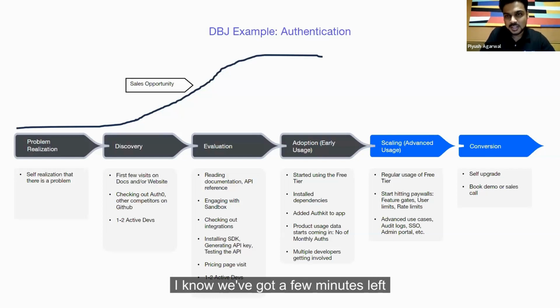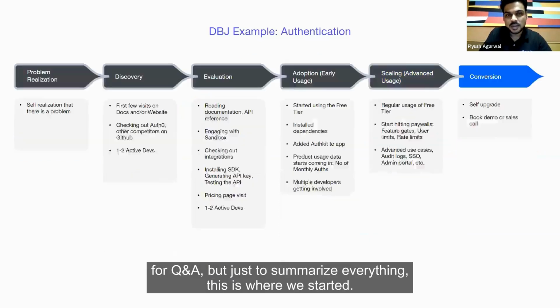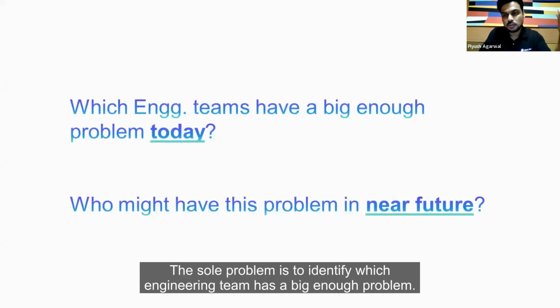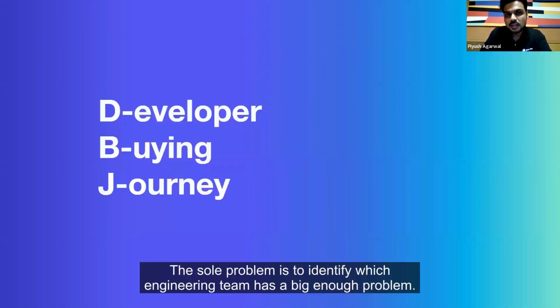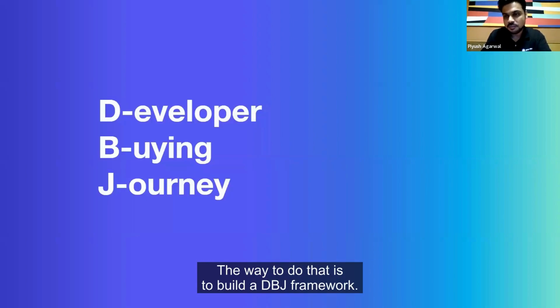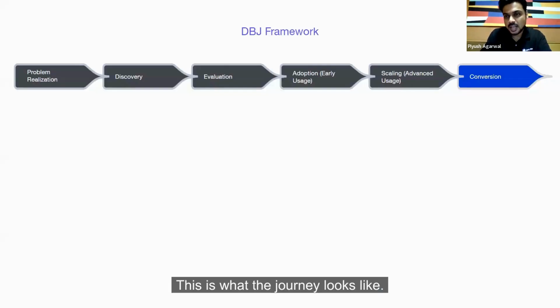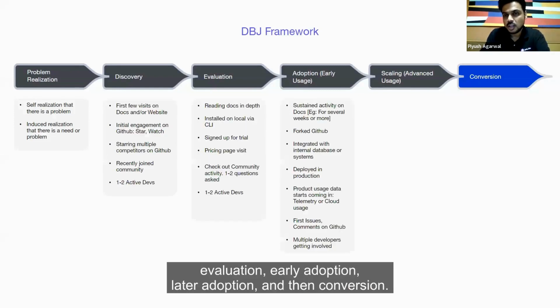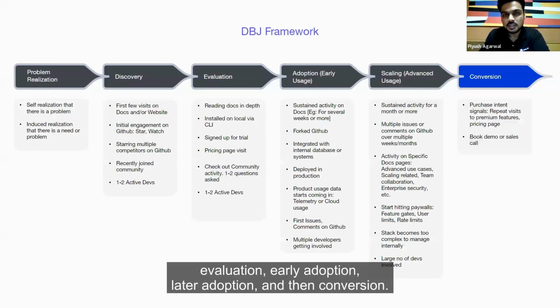I know we've got a few minutes left for Q&A, but just to summarize everything, this is where we started. The sole problem is to identify which engineering team has a big enough problem. The way to do that is to build a DBJ framework. This is what the journey looks like: start with problem realization, discovery, evaluation, early adoption, late adoption, and then conversion.